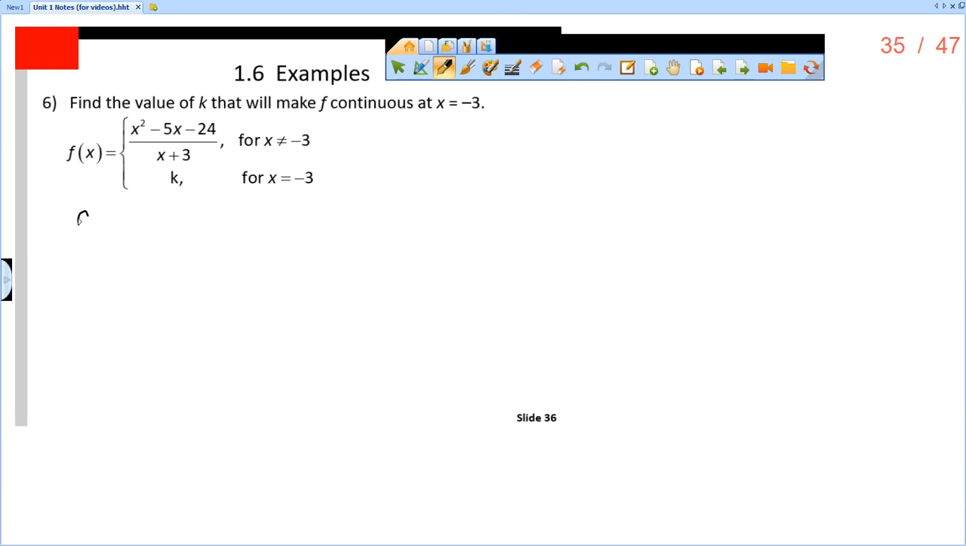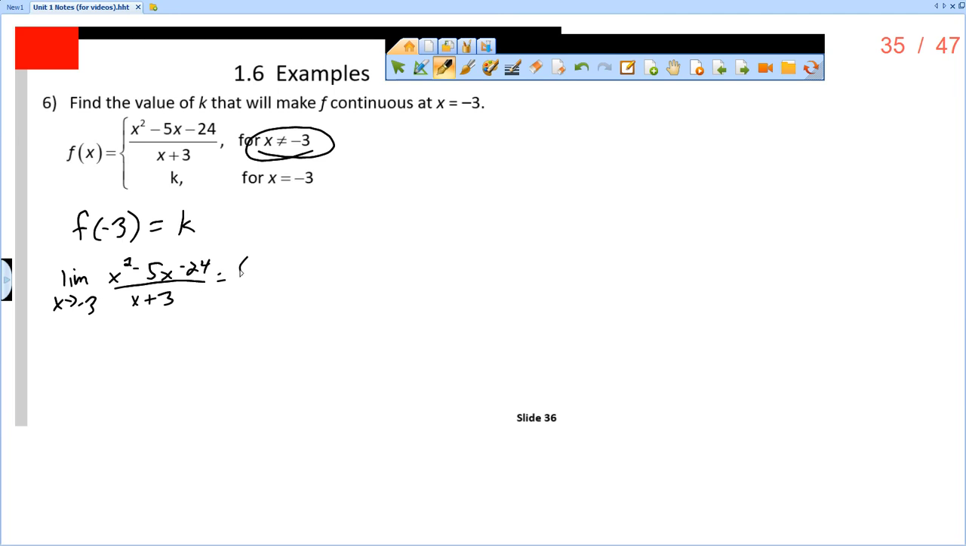So what are we going to say? Well, f of -3, which would be k, needs to equal the limit as x approaches -3. So what is the limit as x approaches -3? Remember, if we're approaching -3, we're not equal to -3. So we're really just evaluating the limit as x approaches -3 of the top piece, x squared minus 5x minus 24 over x plus 3.